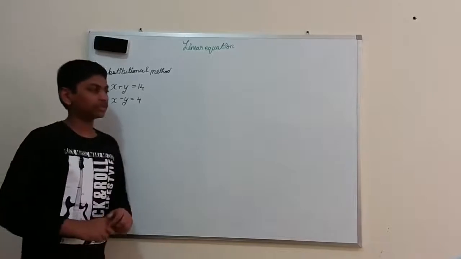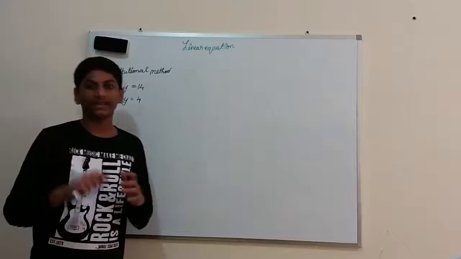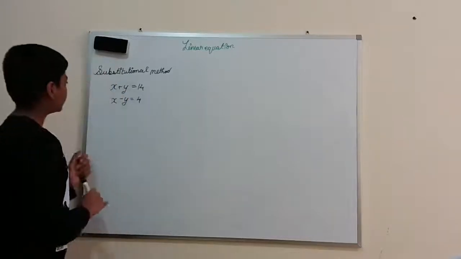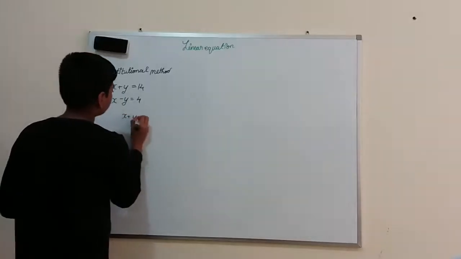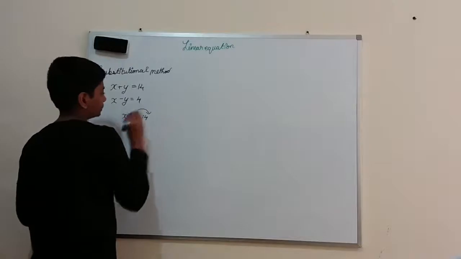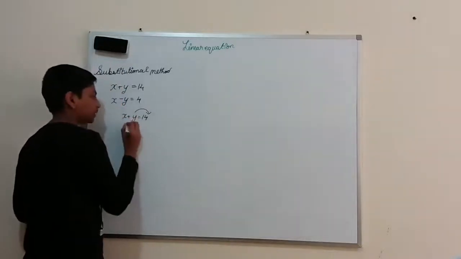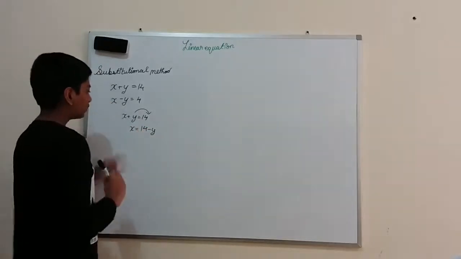Substitution method, as I told at the beginning, we should just substitute the value. If we are substituting the value, it means we need to find the value for x. So for finding it, this is what we should do. x plus y is equal to 14. If I need to find the value of x, I should move this y to the right hand side. So plus y will become minus y. So x is equal to 14 minus y. Okay. Now we got the value of x.